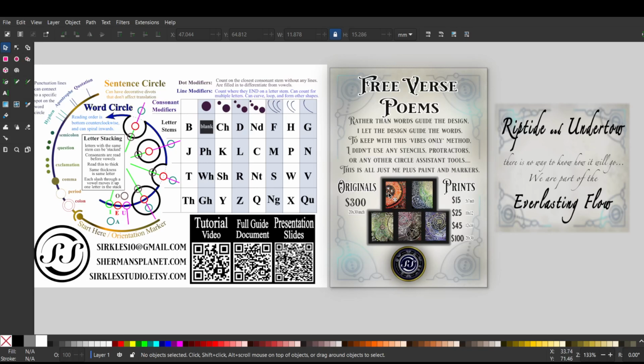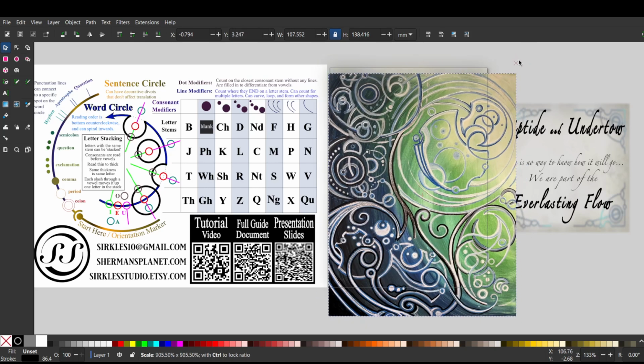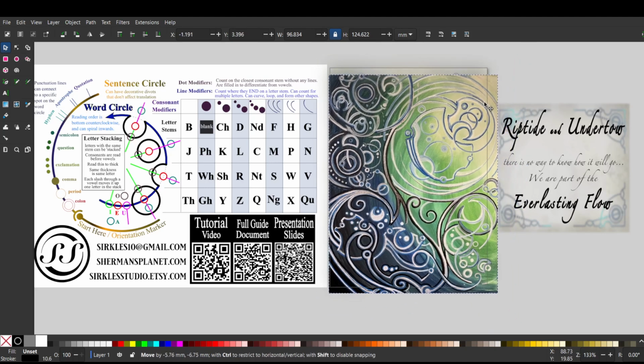And in this set of designs, rather than let the words guide the design, like taking an English phrase and transcribing it into the circles, I just sat down with some markers and a colorful canvas and drew some circles and let them become the poem. So this is very much vibes only, and in this piece, which is what I'll be talking about, I thought the background looked kind of like a wave.